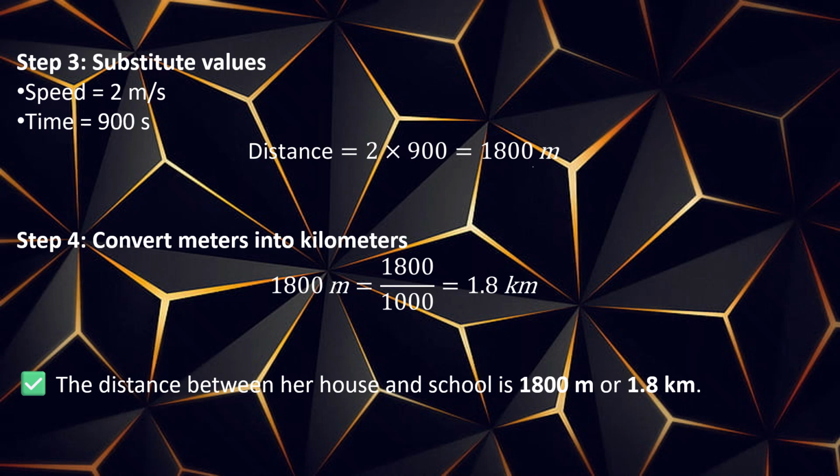Step 4. Convert meters into kilometers. 1800 meters is equal to, how do you convert to kilometers? Kilo means 1000. So from a smaller unit to a bigger unit you are converting at that time. Remember this step, that you should divide by 1000, because meter is smaller, kilometer is bigger unit. That's why divide by 1000. This 0 gets canceled. 18 by 10 means 1.8 kilometers. Leaving one place from the right side, put the decimal point. That's why it is 1.8 kilometers. The distance between her house and the school is 1800 meters or 1.8 kilometers.